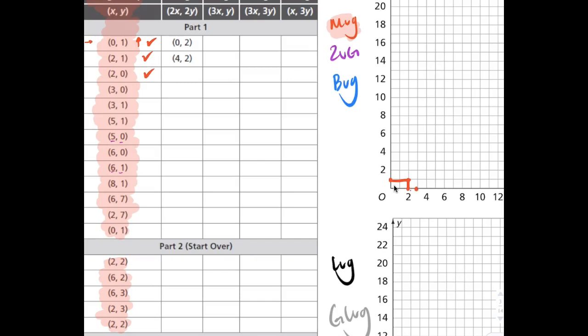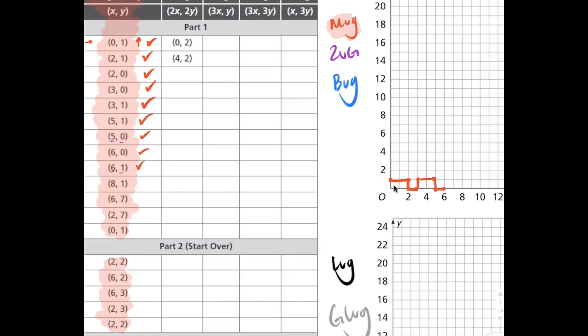Then 3, 0. Then 3, 1. And then 2 spaces to 5, 1. 1 space down to 5, 0. I know I'm going a little fast, so if you need to, pause the video so you can keep up. I know it's going quickly. I've done this probably hundreds of times. 6, 0 goes this way.